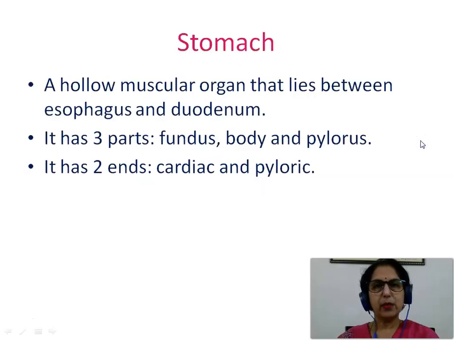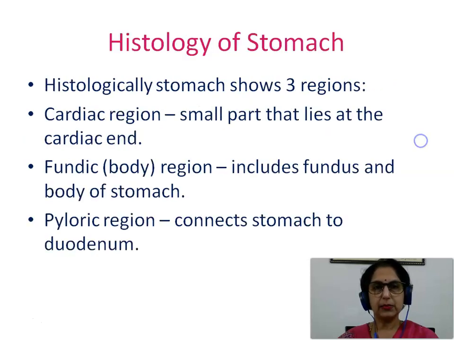Now as we have already seen, stomach is a hollow muscular organ that lies between esophagus and duodenum. It has three parts: fundus, body, and pylorus, and it has two ends: cardiac end and pyloric end. Histologically, the stomach shows three regions.